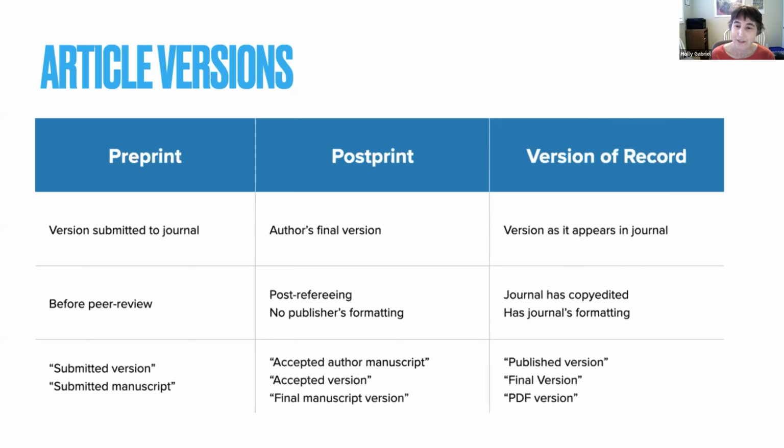And then the third version is the version of record. This is the version as it appears published in the journal. It has the copy editing with the journal's formatting and is often called the published version, final version, or the PDF version. So we'll continue to talk about those throughout the presentation.